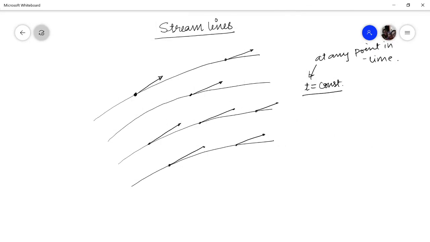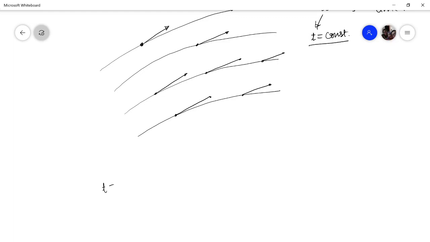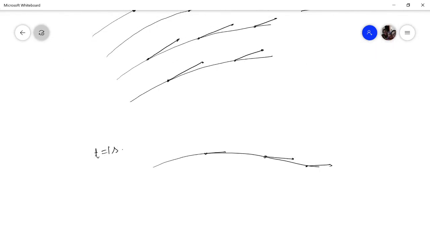If the flow field is steady, that means the velocity vectors are not changing with respect to time, then this particular situation will prevail throughout. But if the flow field is unsteady, let us say originally at time t equal to 1 second the streamlines are like this. But as the time changes, the velocity vector at different points will change itself, because the velocity at any point is changing with respect to time. So what will happen to the streamlines? They will change themselves. If this was the streamline at time t1, then this becomes the streamline at another time. So this is only for unsteady flow.